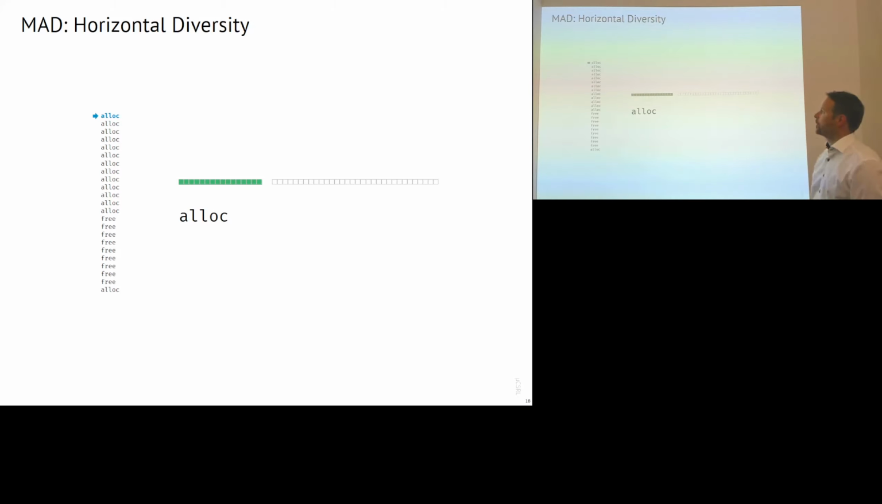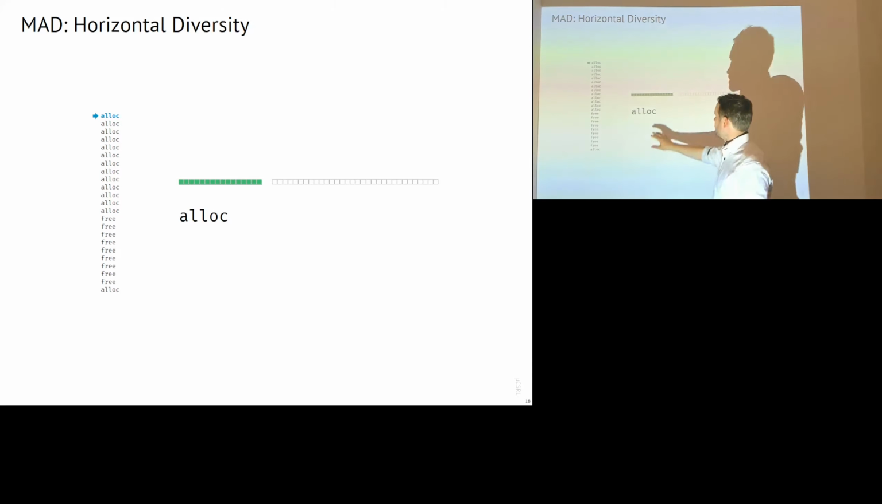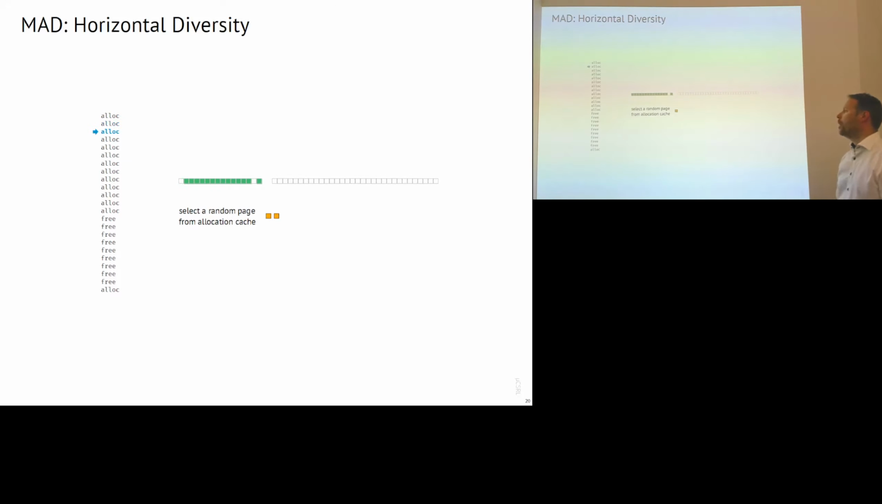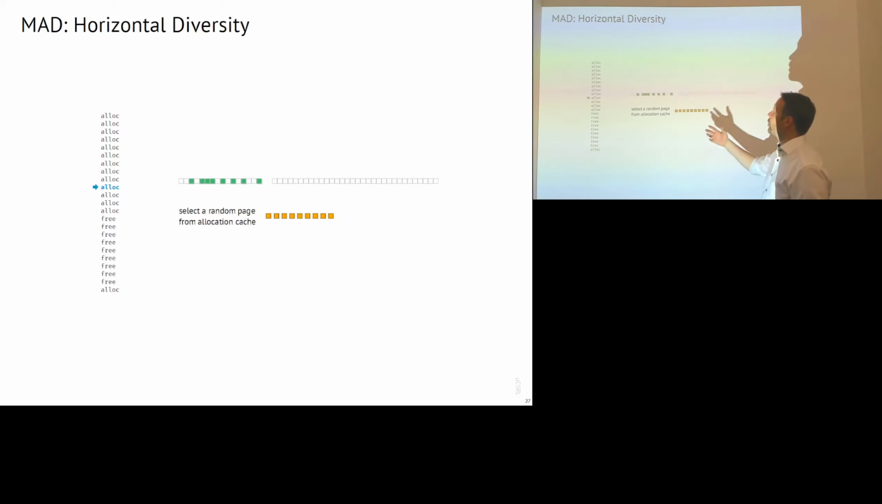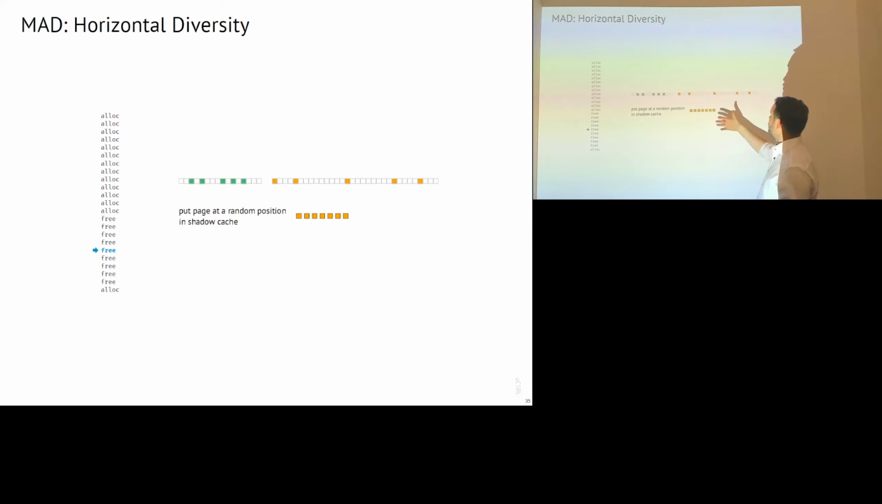So what does horizontal diversity look like? Here we have a couple of memory allocation requests. We have a fully filled allocation cache and an empty shadow cache. On an alloc, we select a random page from the allocation cache. So this is what has been allocated. Now we start freeing, and freeing does exactly the same: we put the freed pages into random positions in the shadow cache.